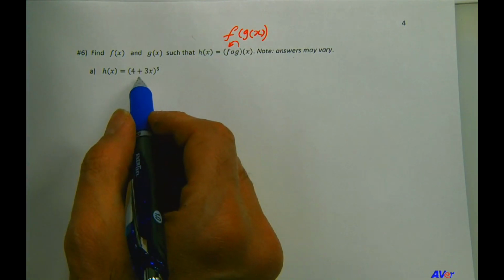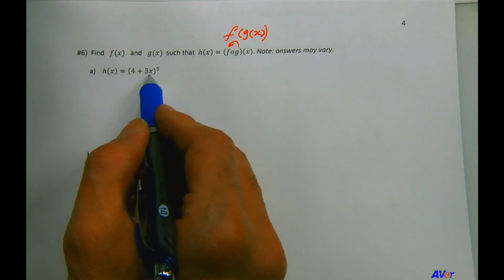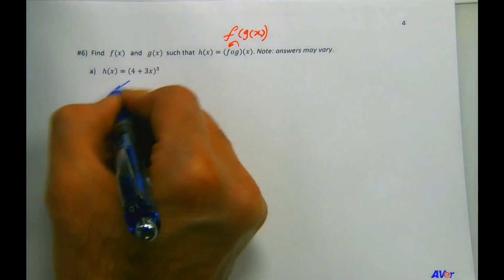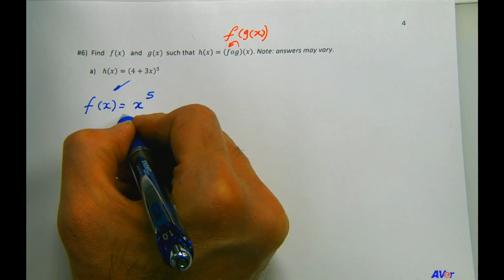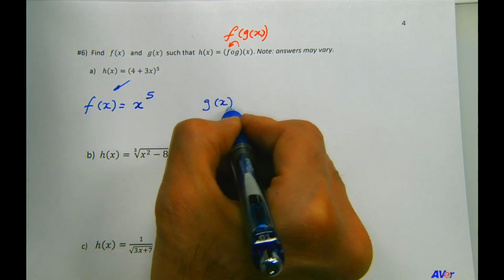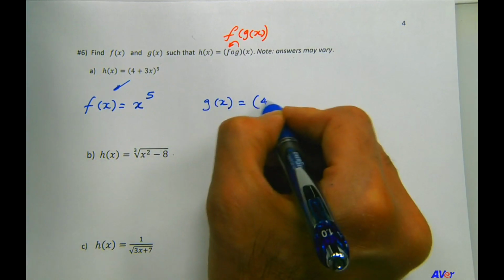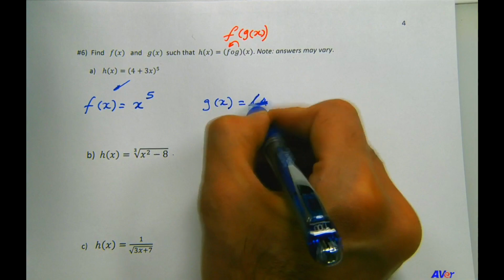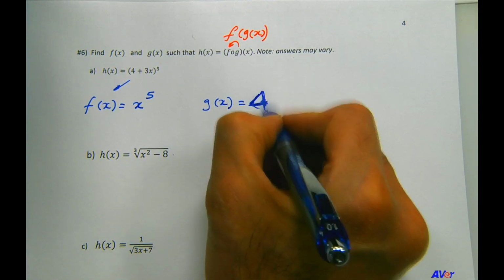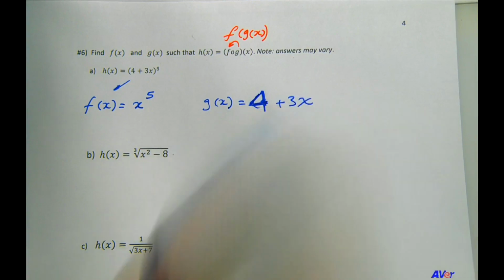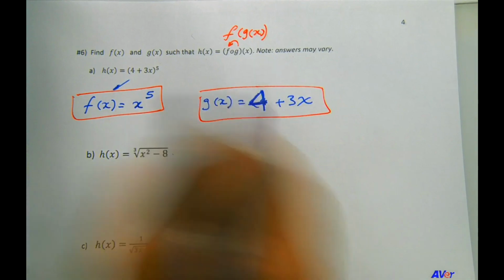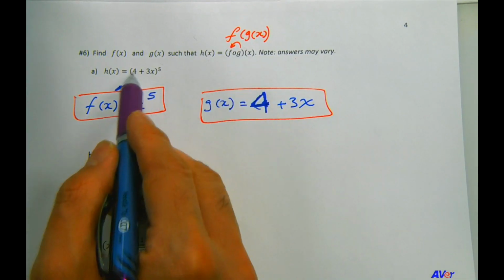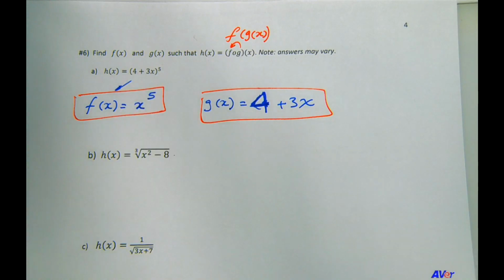So this is saying if G went inside F and it gave me this, then F must have been x to the fifth, and G must have been 4, or I didn't even need the parentheses, so 4 plus 3x. So there you have it, F and G. Now if you put G inside F, you're going to get that, 4 plus 3x to the fifth power. Okay, so that's one correct response.